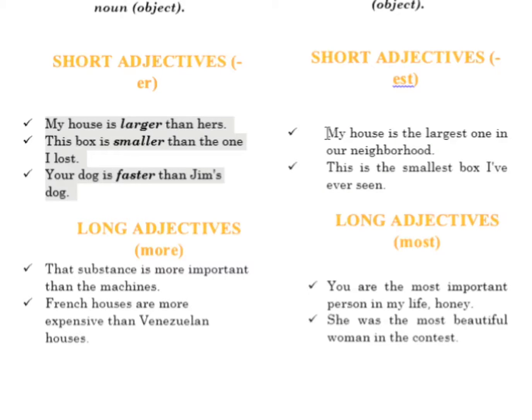Let's see some examples. My house is larger than hers. This box is smaller than the one I lost. Your dog is faster than Jim's dog. As you can see, in the first example we compared two houses. In the second one we compared two boxes. In the third one we compared two dogs. But we always compare two things, two houses, two dogs, two phones, two people, two women, whatever, but only two. Not more, not less.